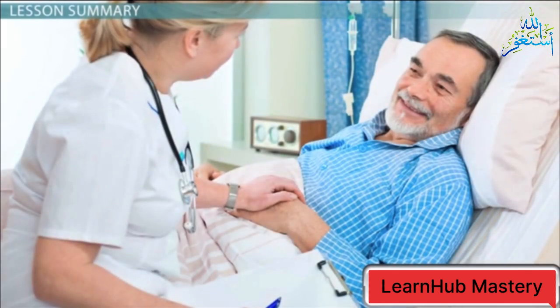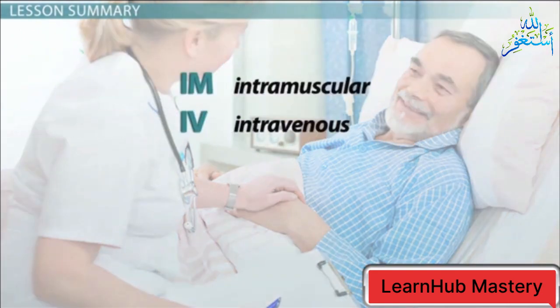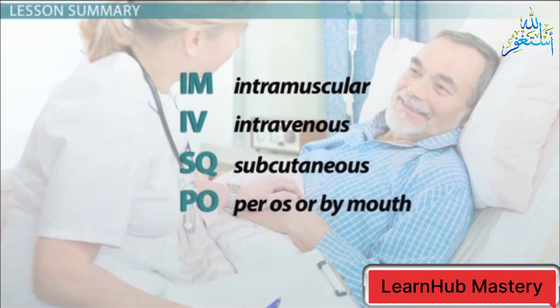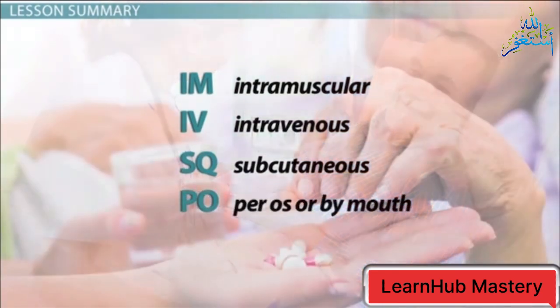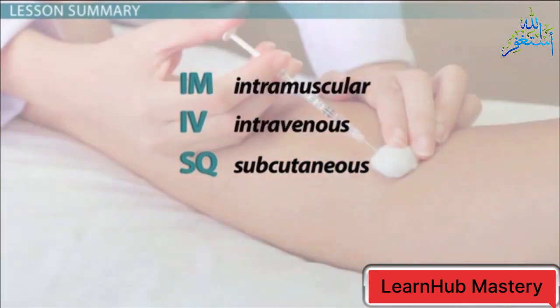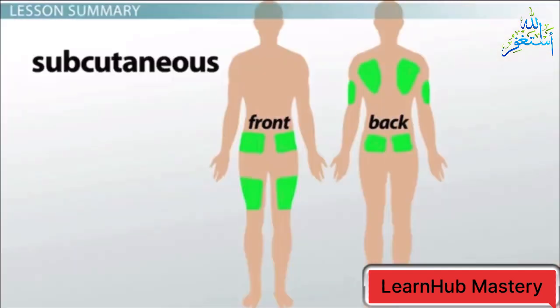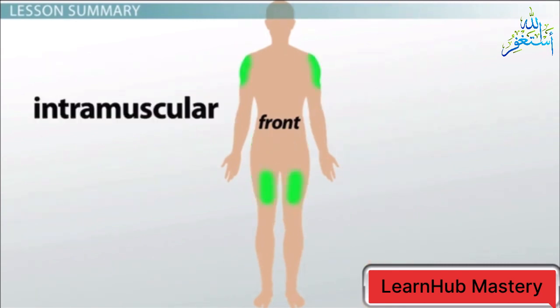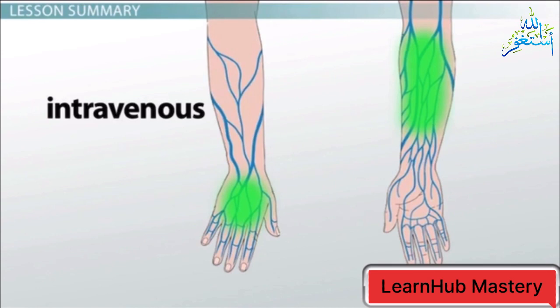You learned about 4 principal routes of drug administration. They are IM, intramuscular, IV, intravenous, SQ, subcutaneous, PO, per os, or by mouth. Of course, we already know PO goes by mouth, but the first 3 also have specific areas of the body where they are most commonly used. Sub-Q injections can be given into the back of the upper arms. IM injections can be given into the shoulder, and IV injections are most commonly given into the veins of the forearm.